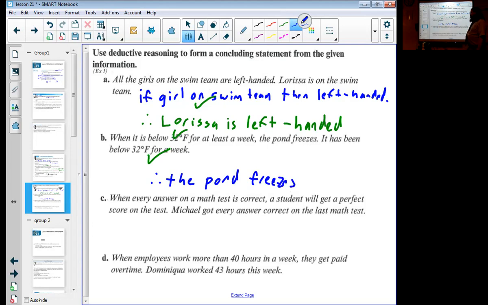Question C. If every answer on a math test is correct, then a student will get a perfect score on the test. Michael got every answer correct on the last math test. So our hypothesis, every answer is correct on the math test, is true. Therefore, Michael will get a perfect score.